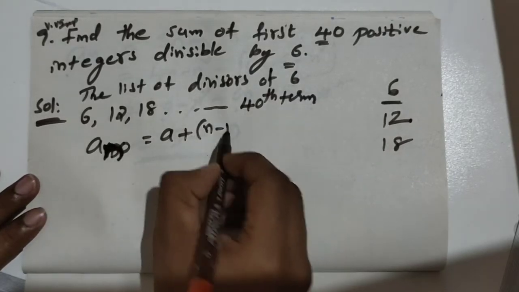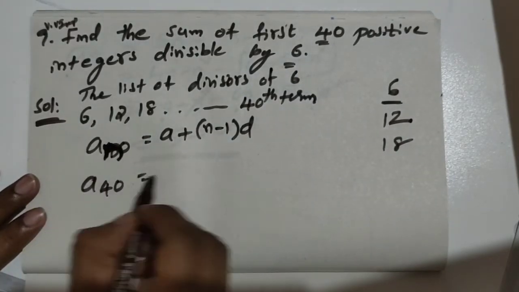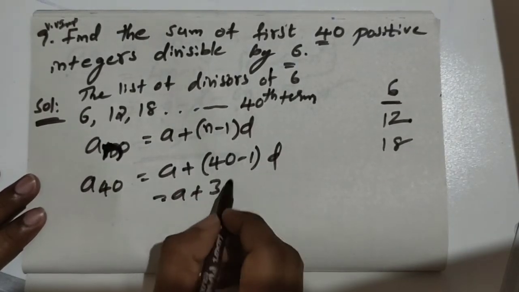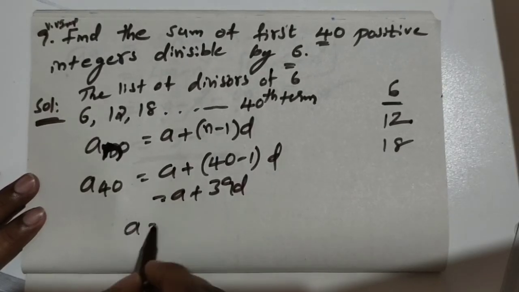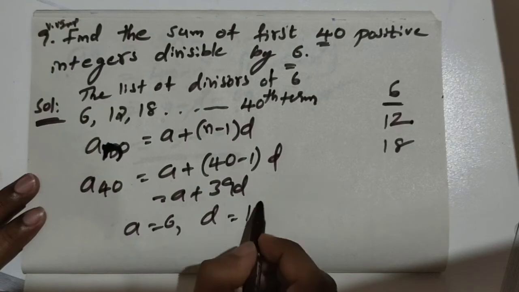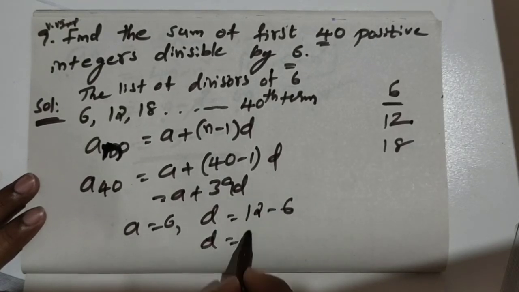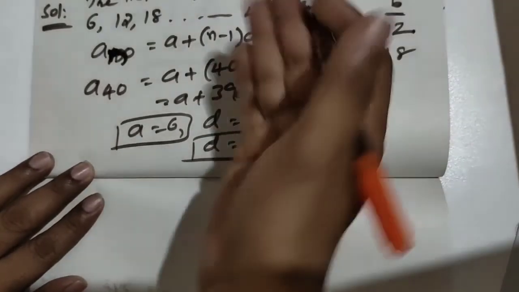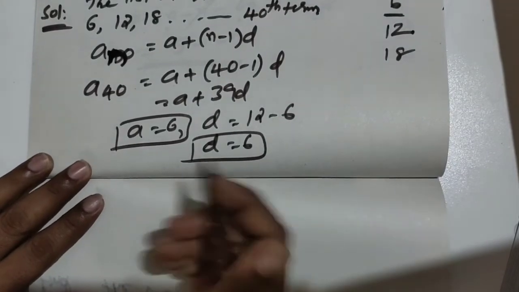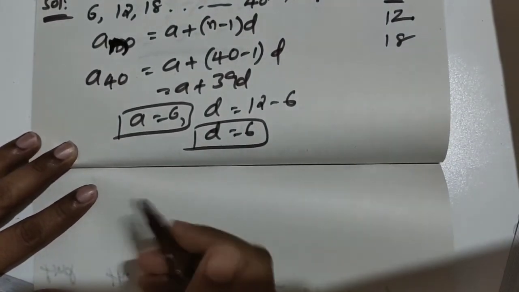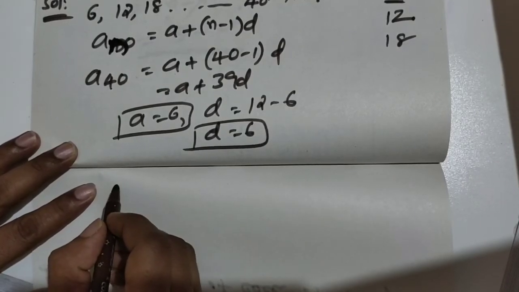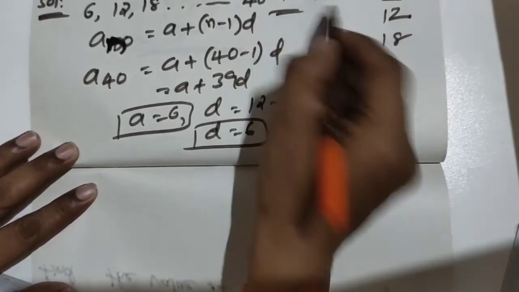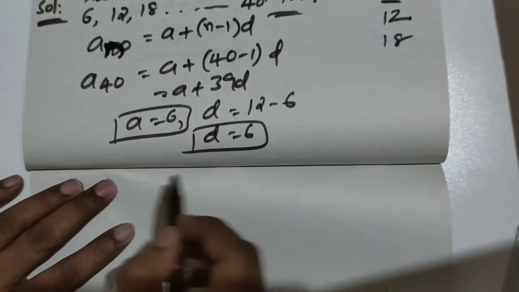An is equal to a plus n minus 1 into d. So here a40 is equal to a plus 40 minus 1 into d, that is a plus 39d. Isn't it children? So here a is equal to what? 6. Simply d is equal to what? 12 minus 6. What we get? d is equal to 6. Simple, no? Otherwise you can use the Sn formula also, but I am telling the second process. Here you can also simply write the 40 multiples, in that way also you can get it, but I am trying to get it in the very easiest way.